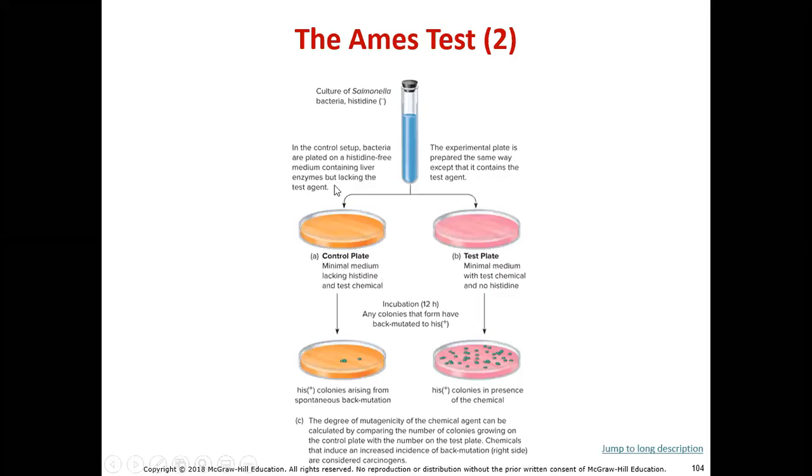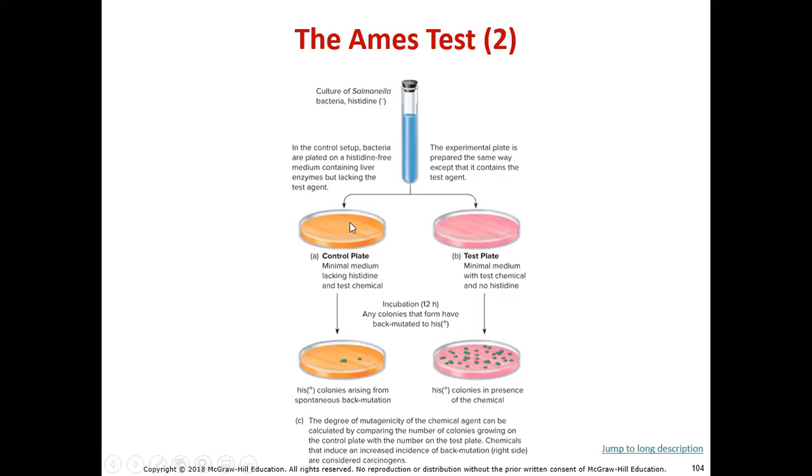So you take a culture of bacteria, for example, and you have them, let's say, not being able to make histidine. In the control setup, bacteria are plated on histidine-free media containing liver enzymes but lacking the test agent.